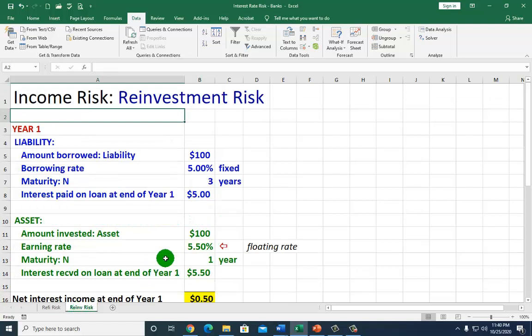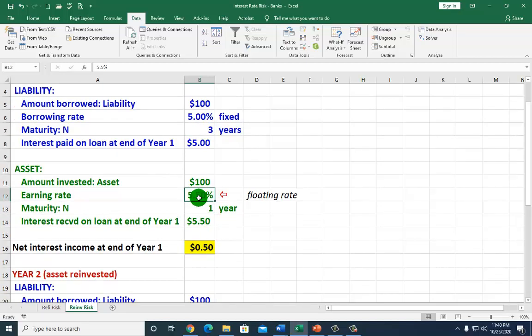So now, in this second example, we examine the case of reinvestment risk, which occurs when liabilities have a longer maturity than assets. In this example, the bank borrows $100 million at a fixed interest rate of 5% for 3 years. Then the bank turns around and uses the funds to make a variable rate loan for a year at 5.5%, as you can see right here, for 1 year. So again, we have a maturity mismatch, except that in this case, the liability has the longer maturity.